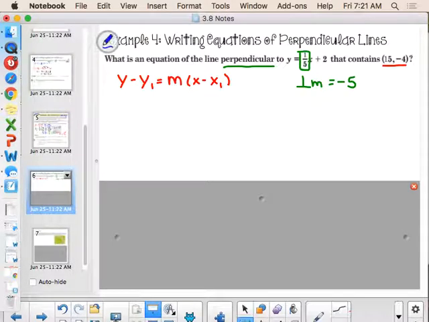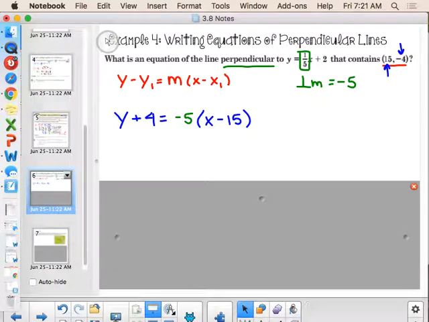Let's write our equation. We have y. Now we need to notice the y coordinate of the point given is -4. So this becomes +4. We've already identified that the slope is -5. Now we have x. Now we need to see the point given is 15, so we take away 15. And here is my equation of a line that is perpendicular to the given line through that point.